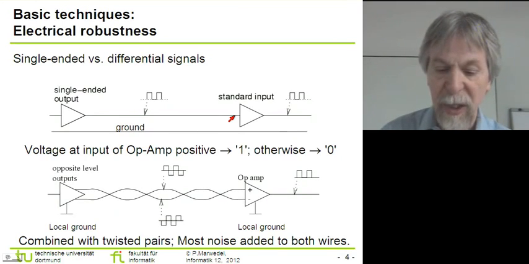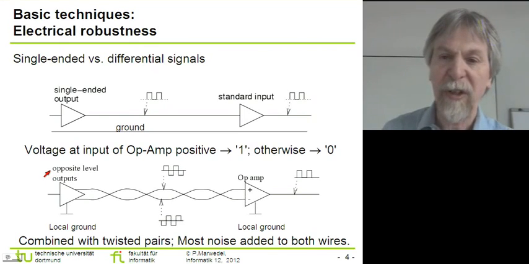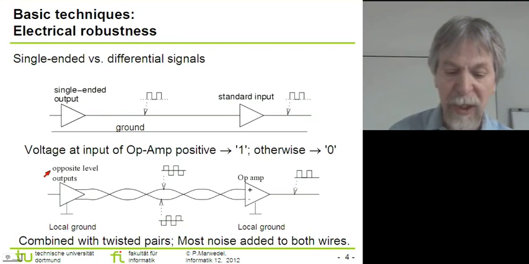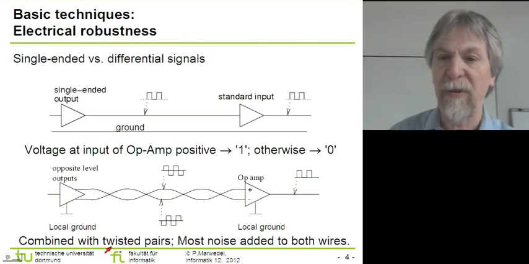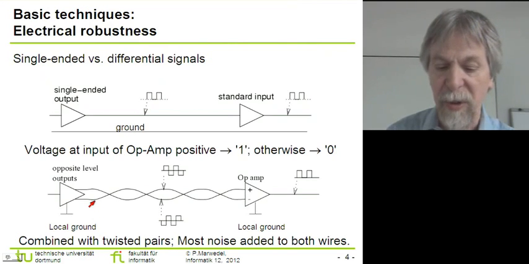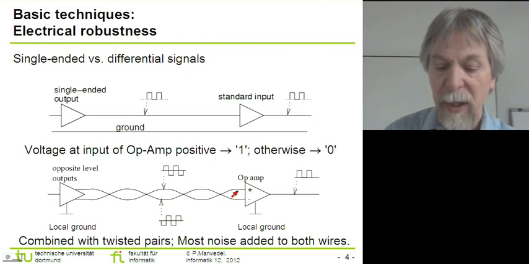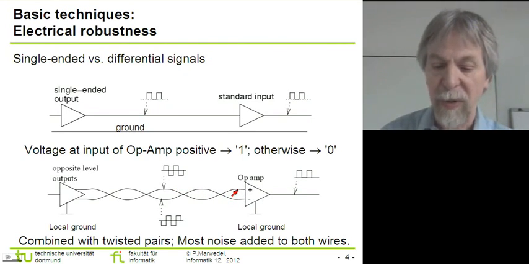Problems like that one can be avoided with differential signaling, where each signal is encoded on 2 wires, and these 2 wires are typically twisted so that any noise gets added more or less equally to both of them. And then these 2 wires are connected to the corresponding input. And at the input, we will measure the voltage between these 2 input pins.